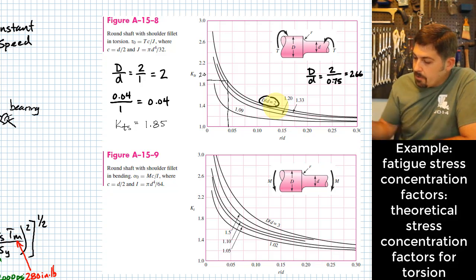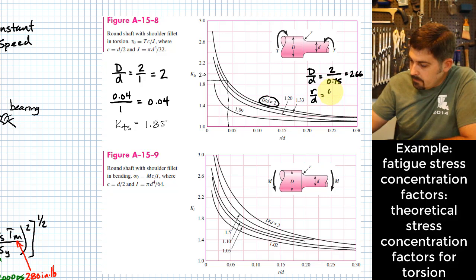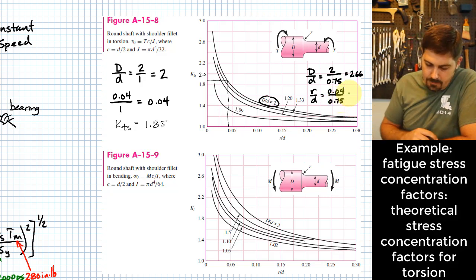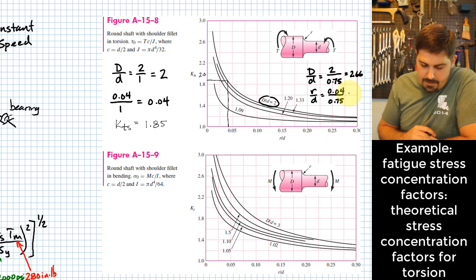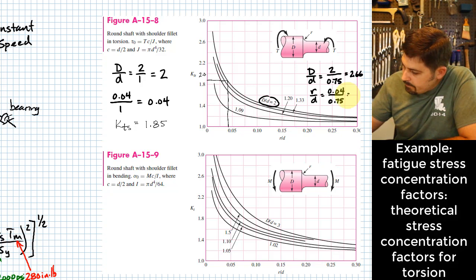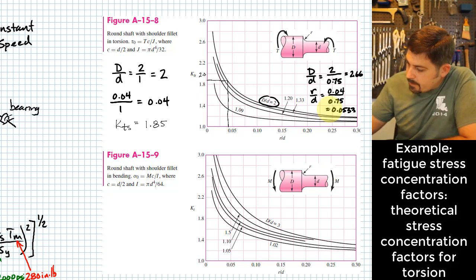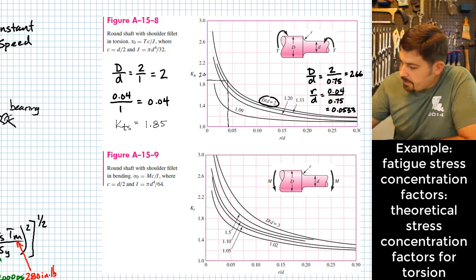All right, so there's that. But then the other question is, what about r over d? Okay, r over d ends up being 0.04 over 0.75. And that value ends up giving me 0.0533. Maybe I'll drop that below here.